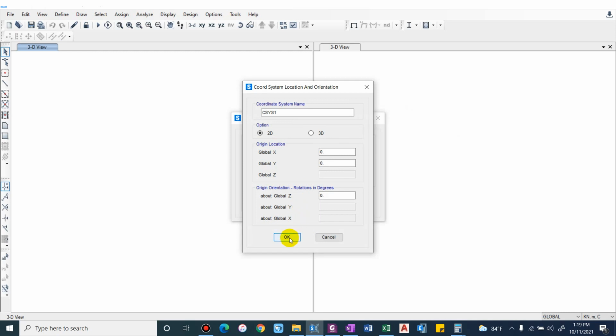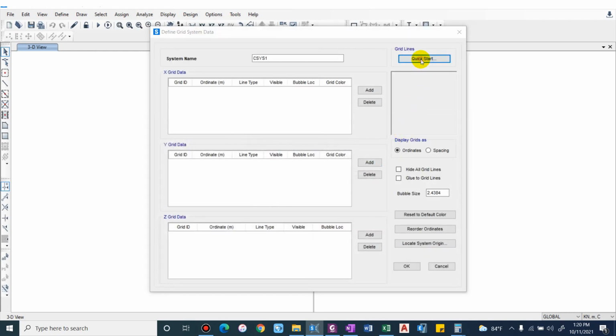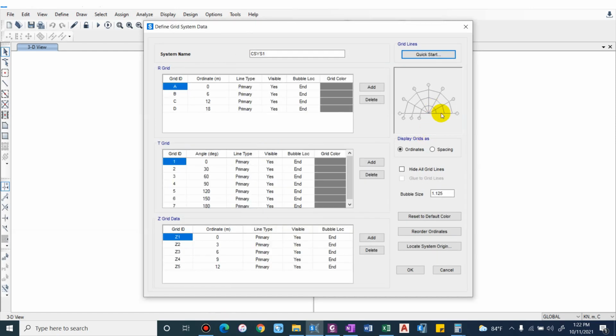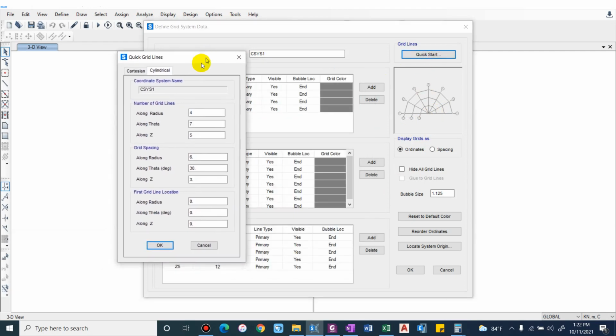Go to 2D and OK, and go to quick start. Cylindrical, we'll choose this one. So number of grid lines along radius, along theta, along z. I'll explain this. Firstly just press OK. Here you can see along radius, number of grid lines 4, so 1 2 3 4. Along theta, this theta is with this angle, so here it is 7, 1 2 3 4 5 6 7, and along z, sorry, along the elevation, that will be a different thing that we cannot see in the 2D view.